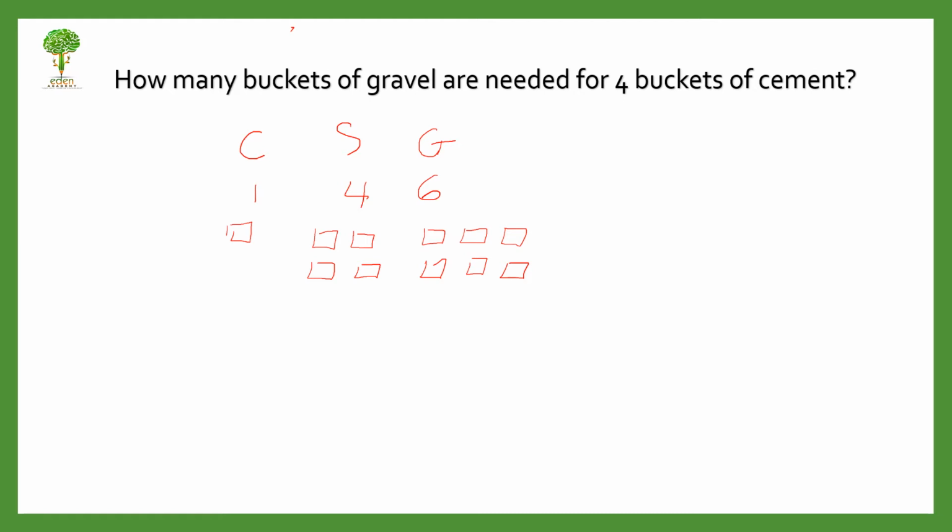So how many buckets are needed for 4 buckets of cement? If we have 4 buckets of cement, it means that we have to have 6 times as many for gravel, because it's gravel that we're interested in. So it'll be 4 in each of these boxes. It will be 4 in each of the boxes for sand as well, but we're only interested in the gravel at the moment. So 6 multiplied by 4 gives me 24. So we would need 24 buckets of gravel.